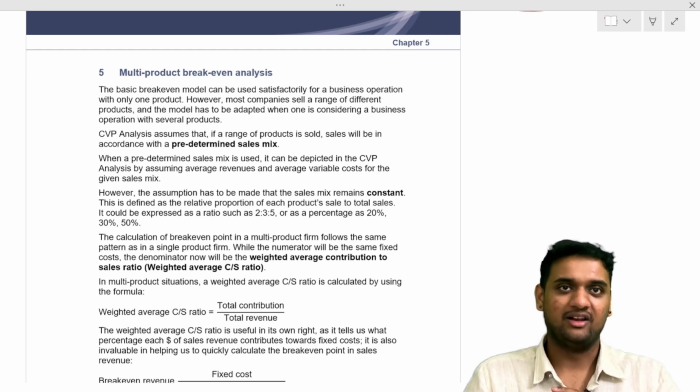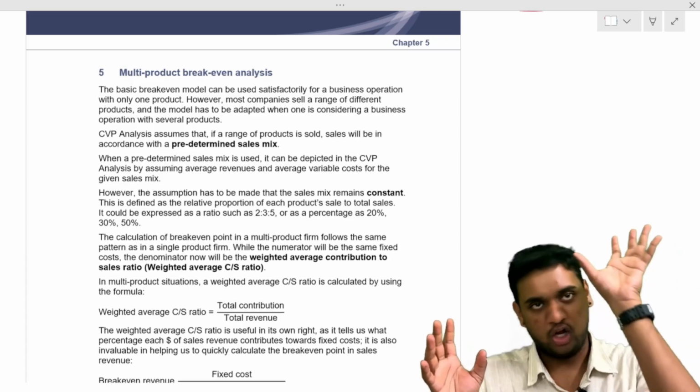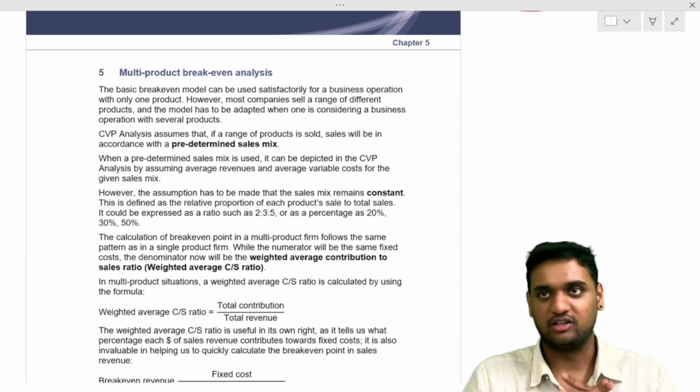Contribution per unit of both the products they will give. Sales price of both the products they will give. Number of units sold of both the products they will give. But find the total contribution of both products and total sales of both products and you have to answer.